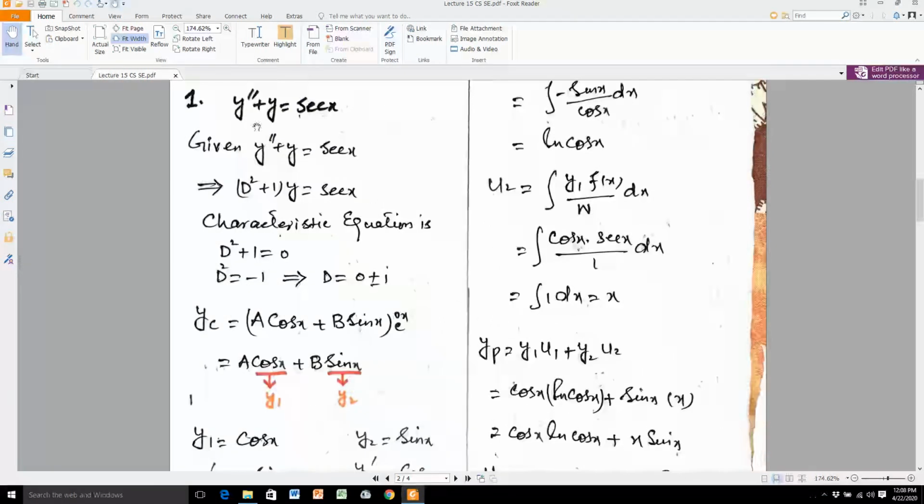Question number 1 is y double prime plus y is equal to secant x. So by using the differential operators, I write this equation in this form: (D square plus 1) y is equal to secant x. Now the characteristic equation is D square plus 1 is equal to 0, and D square is equal to negative 1. When you take this negative 1 to the right side and eliminate the square, you get D is equal to 0 plus minus iota. In this way our roots are in complex nature.